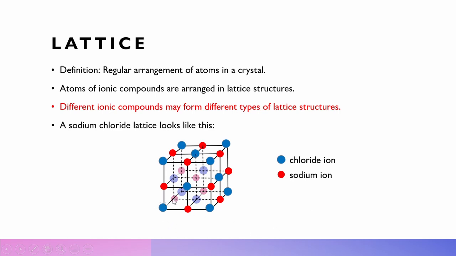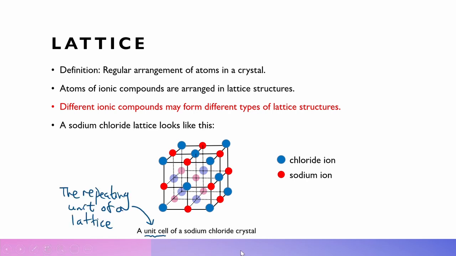A key property of ionic lattices is that ions of the same charges are never directly next to each other. And that's because same charges will repel each other, and this would tear the ionic crystal apart. And that's the reason why ionic crystals are brittle. This is a unit cell of a sodium chloride crystal. A unit cell is the repeating unit of a lattice. This means that a large sodium chloride crystal is made up of many repeating units of this.